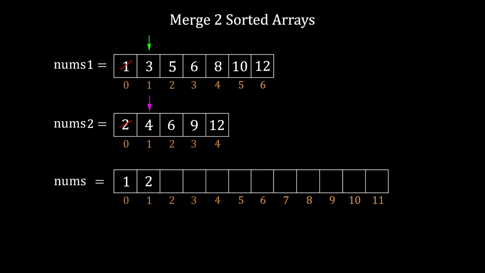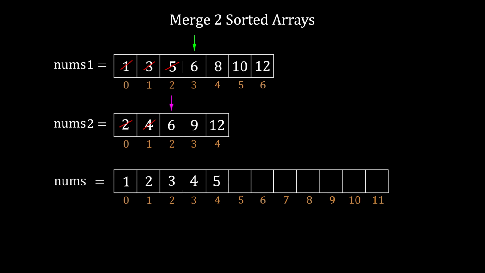So we should increment the purple pointer, and now 4 is the possible candidate to be the next element from nums2. From nums1, the candidate is still 3. 3 is less than 4, so nums of 2 is equal to 3. We have used this element, so the green pointer is going to be incremented. 4 is less than 5, so nums of 3 equals 4. We have used the element, so we increment the purple pointer. 5 is less than 6, so the next element is 5. We have used it, and we will increment the green pointer.